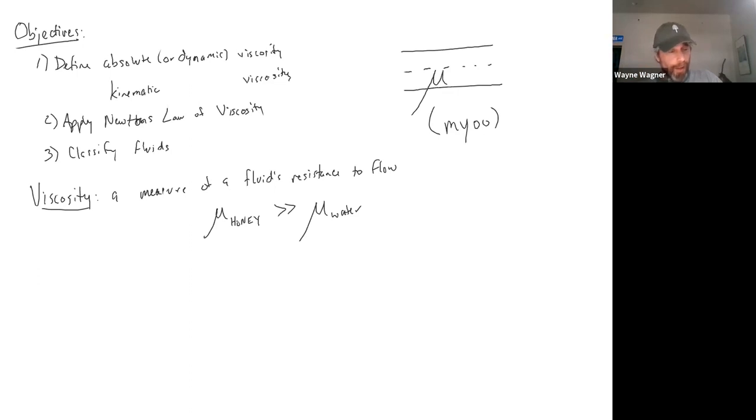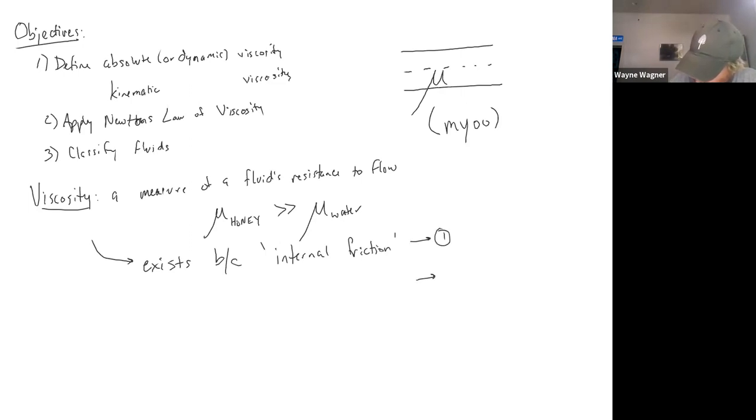Now we need to think about what is causing this. We're not breaking down the continuum assumption. We're going to think about why a fluid resists flow. It exists for two reasons, both of which fall under internal friction. I'll describe both of them in a second.